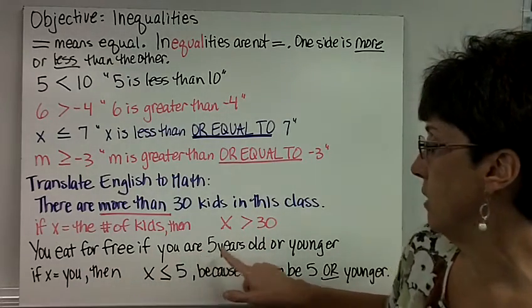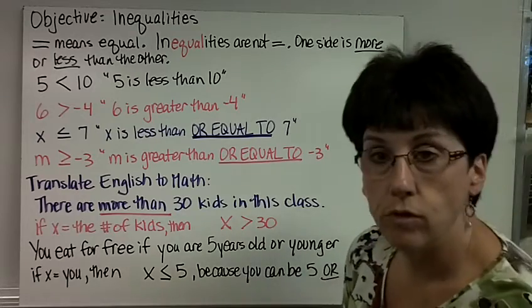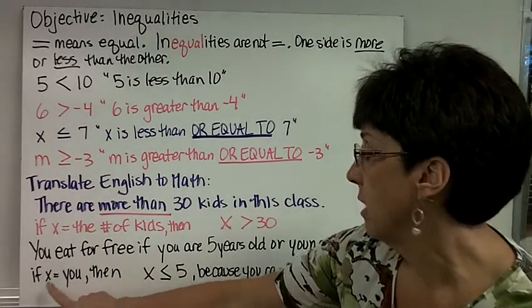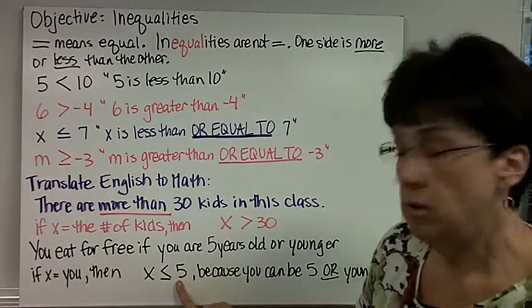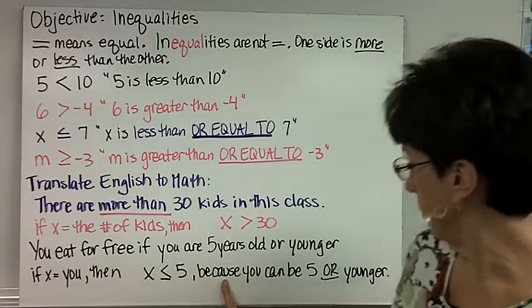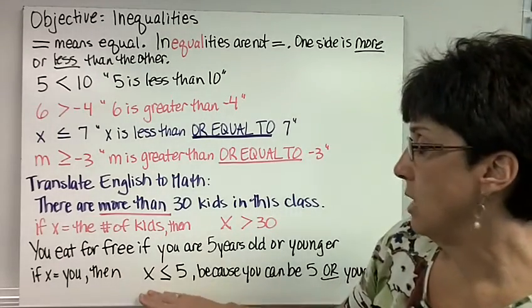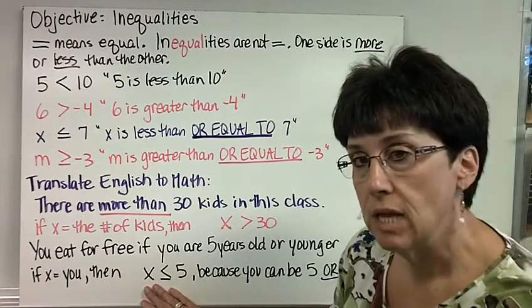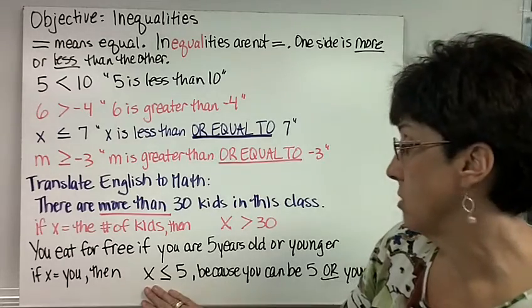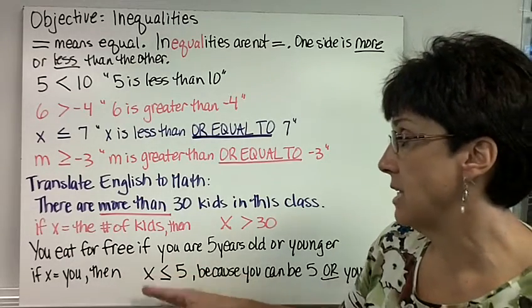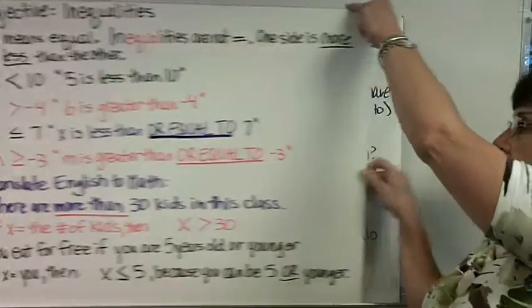You eat for free if you are 5 years old or younger. So if you are x, then if you are less than or equal to 5, because you can be 5 or younger, then you get to eat for free. So that's how you translate them. It's different than with the word "is," because "is" just means equals. This time you'll have "is less than" or "is more than" sometimes in your sentences to translate. Let's do some more.